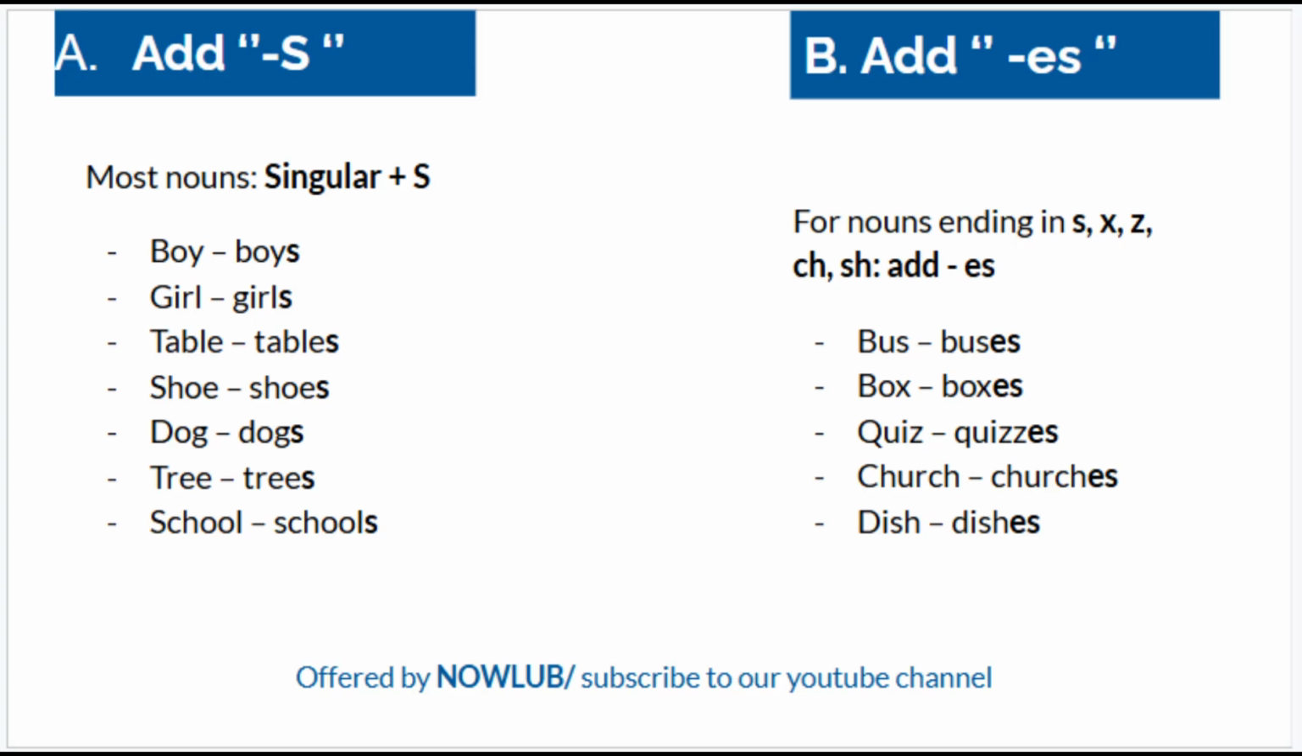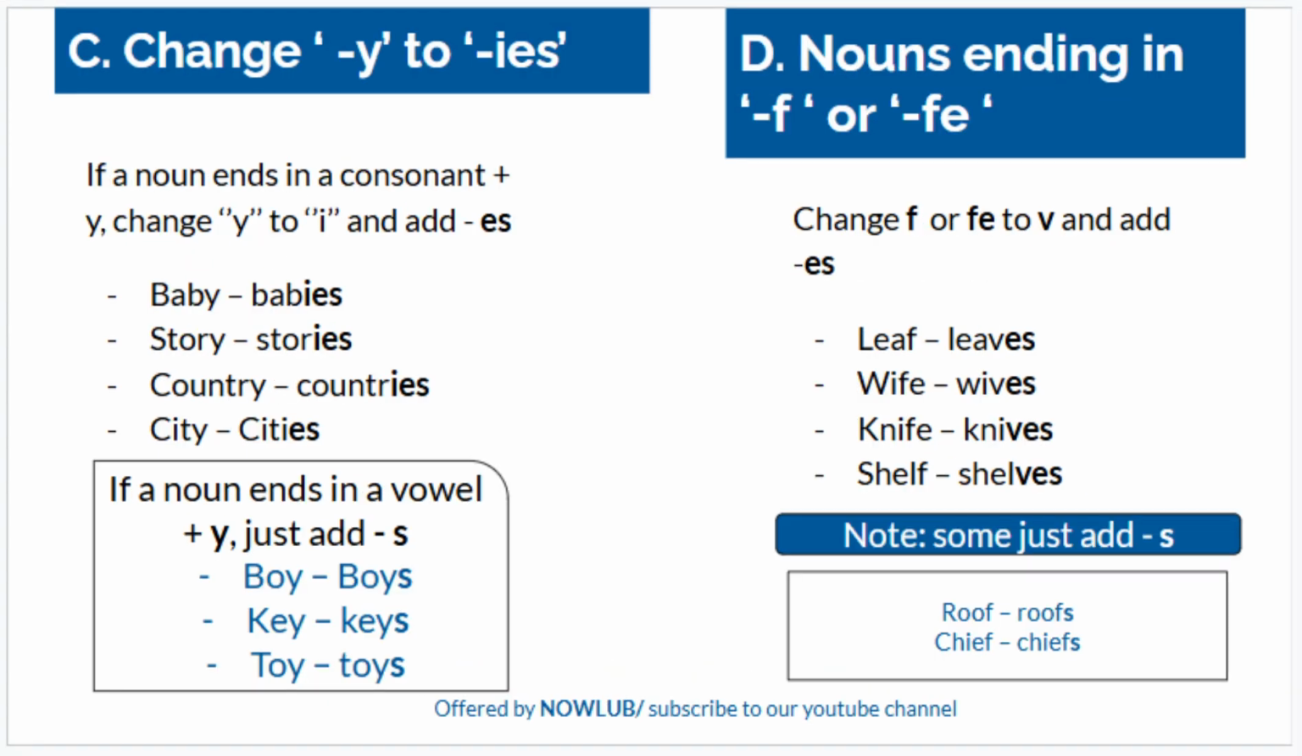C formula. You have to change Y to IES. So, if a noun ends in a consonant plus Y, change Y to I and add ES. For example, baby. This noun ends with Y. So, you have to change this Y into I and then you add ES. One baby, two babies. Story, stories.